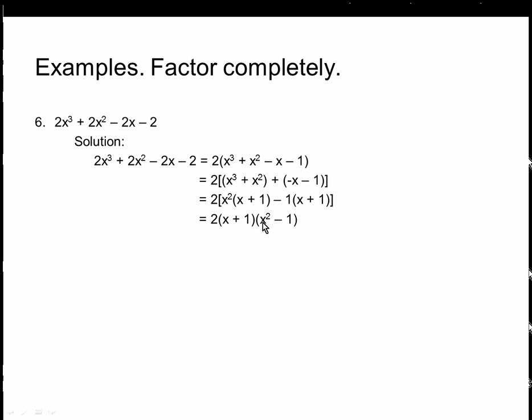A difference of squares. So I can't stop here. So I'll have 2 times x plus 1 times x plus 1 times x minus 1. Now you could stop here, but the wise algebra student would write this as x plus 1 squared. So I'll have 2 times x plus 1 squared times x minus 1. There's the complete factorization. Okay, now again, sometimes they just love to factor all day long.